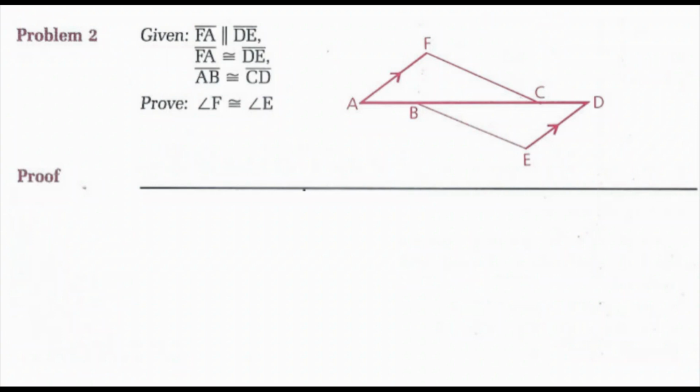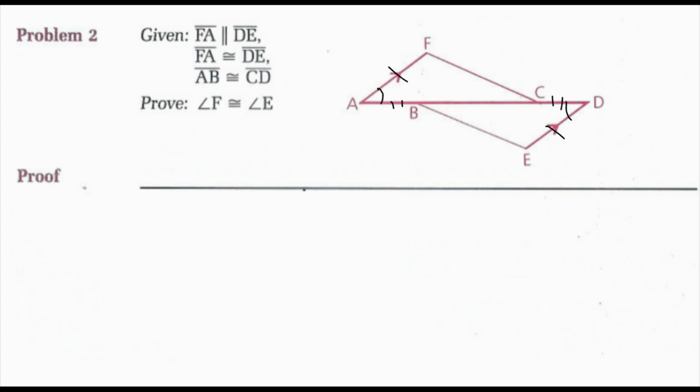Now, if line FA were parallel to line DE, then I know angle A here and angle D here are congruent because those are alternate interior angles. And if I have parallel lines, then alternate interior angles are congruent. Then I have FA is congruent to DE, and then AB is congruent to CD. Notice I have line segment BC here, so if I add line segment BC to AB and CD, it'll get me line segment AC congruent to line segment DB.